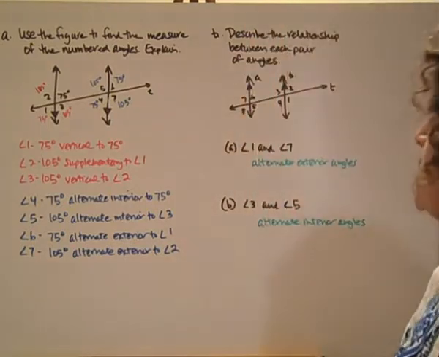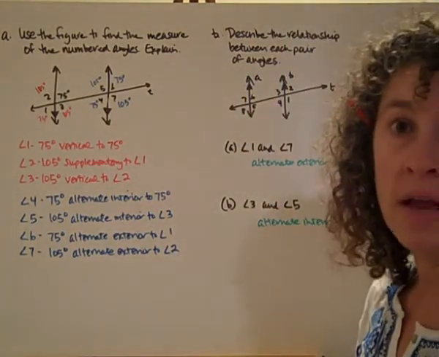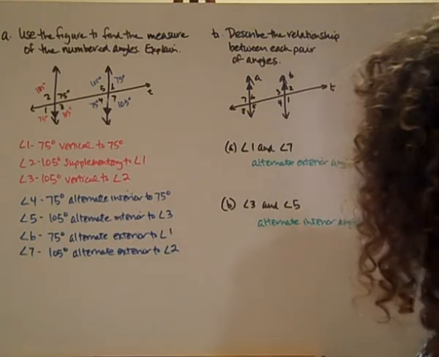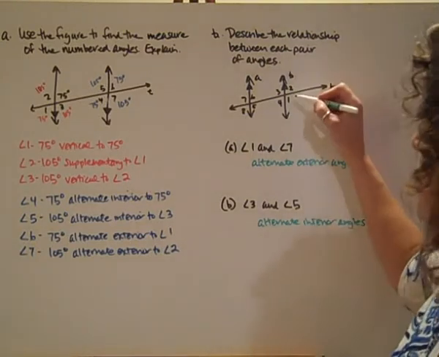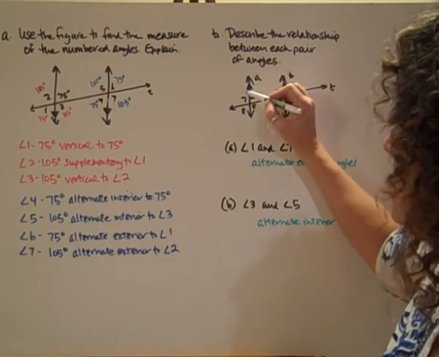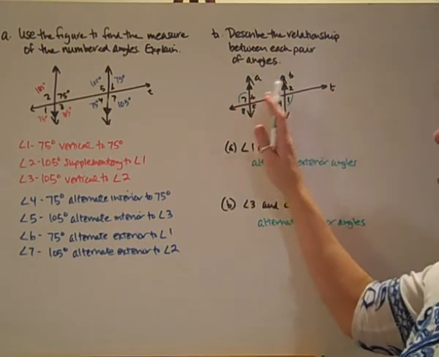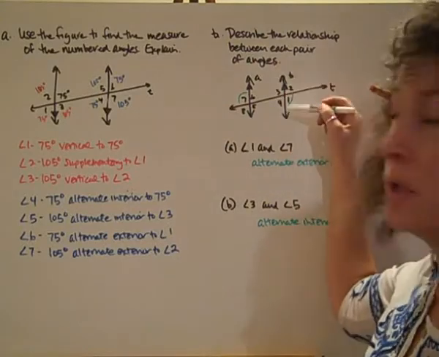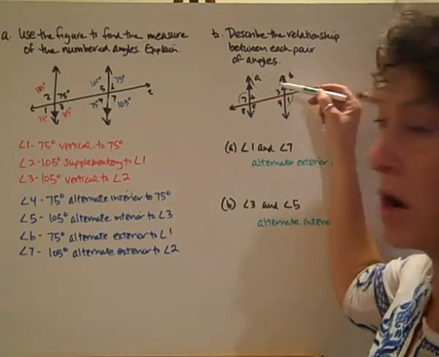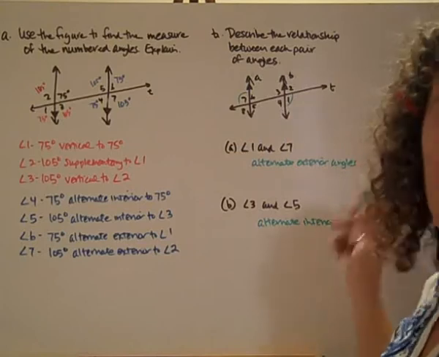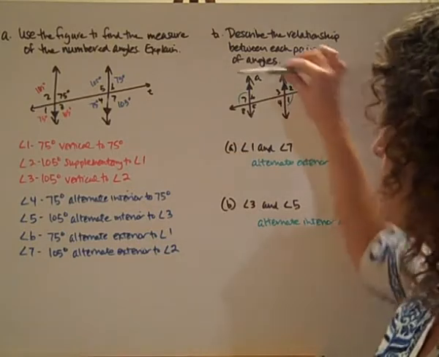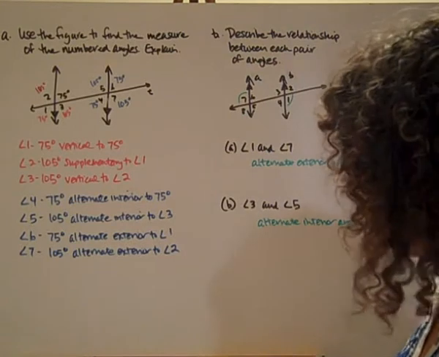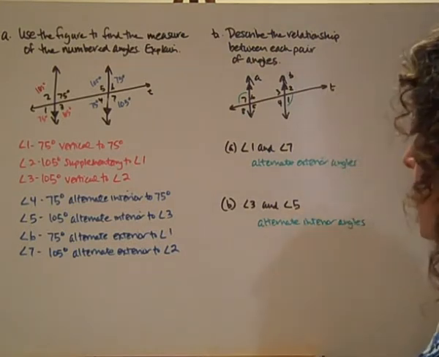All right, last piece. Describe the relationship between each pair of angles. So we don't need to find the measures. We're just going to explain how they are related to each other. So angle 1 and angle 7. Here's angle 1 and here's angle 7. You'll notice that they are outside of our parallel lines. Here are our parallel lines. I know they're parallel because they have the little triangle there. They're outside, so they're exterior angles, and they are on opposite sides of the transversal, so they are alternate exterior angles. How about angle 3 and angle 5?